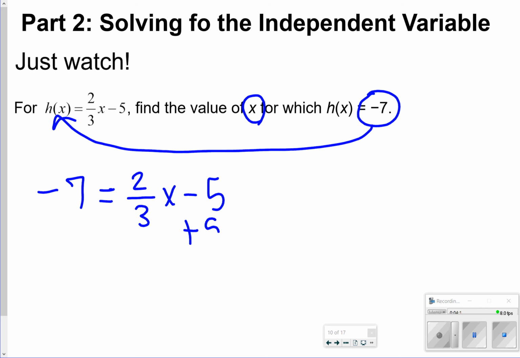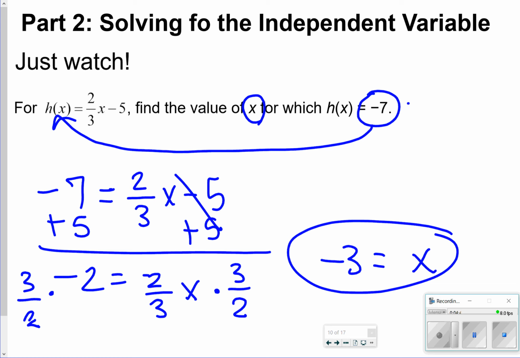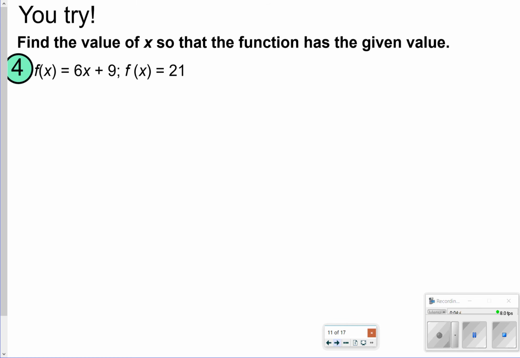So I'm going to add 5 to both sides. Negative 7 plus 5 is going to give me negative 2. So I have negative 2 is equal to 2/3 x. And then to get x by itself, I'm going to multiply by the reciprocal of 3/2. And I get negative 6 over 2, or just negative 3. So there's my answer for this example. So this one you're going to try by yourself. You're going to replace f of x with 21 and then solve for x.